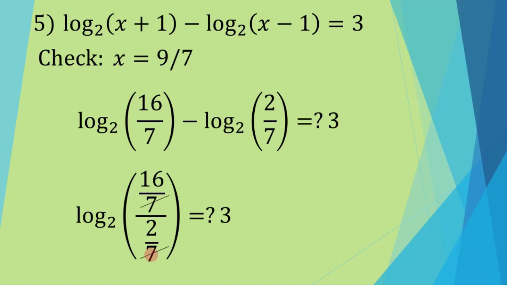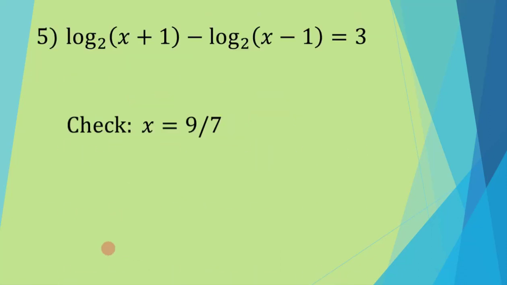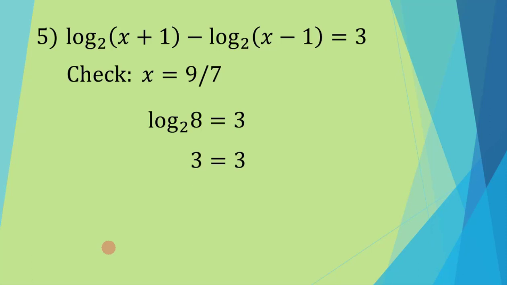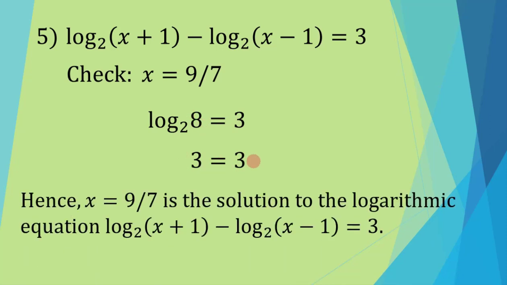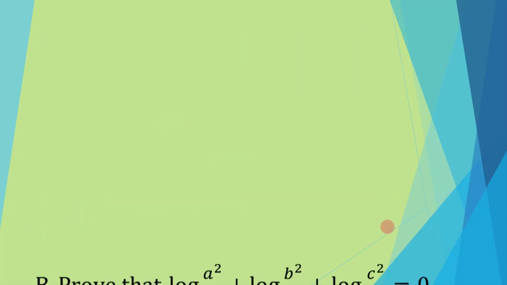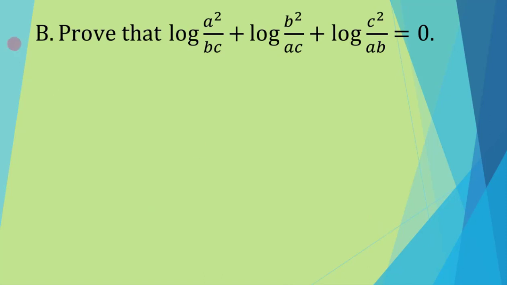And by the quotient rule, that becomes 16 divided by 2, so we have 8 to the base 2. That's 3. This is 3 and equals 3. So 3 equals itself. So hence, we have proven that x equals 9 over 7 is the solution to the given logarithmic equation. So for the last one, we have letter B for the enrichment activity.